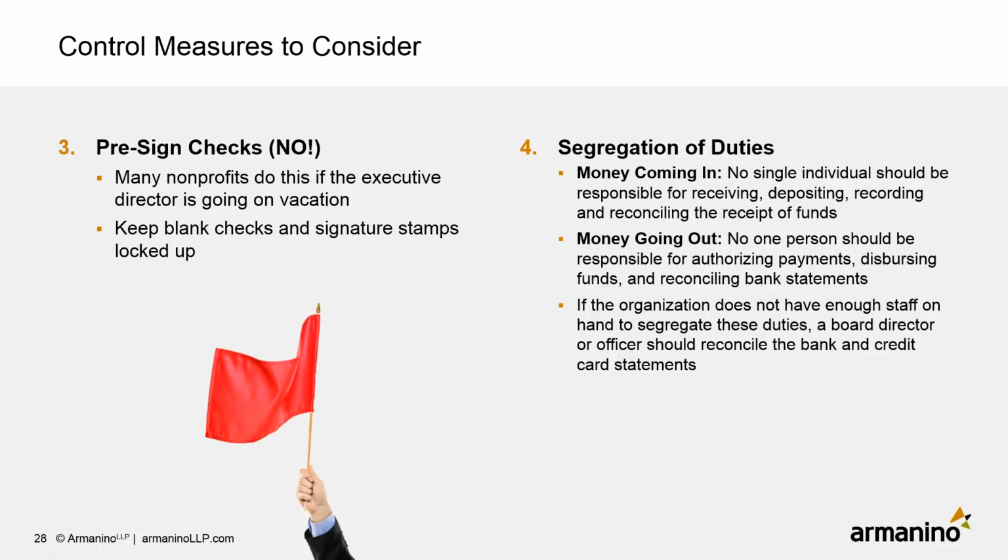So I think Mike talked about this with the skimming. One person should not be responsible for receiving, depositing, recording the entire cash receipt process. Have a second person involved. Again, forced collusion. Money going out is maybe even easier to steal. Don't have one person responsible for the entire disbursement process, reconciling bank statement. It just creates a massive opportunity.